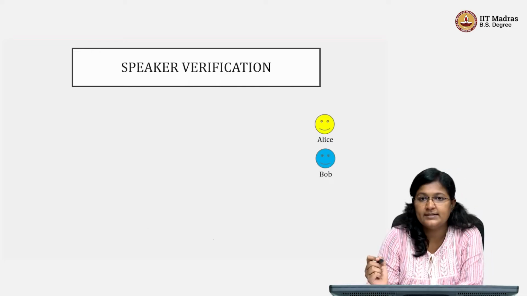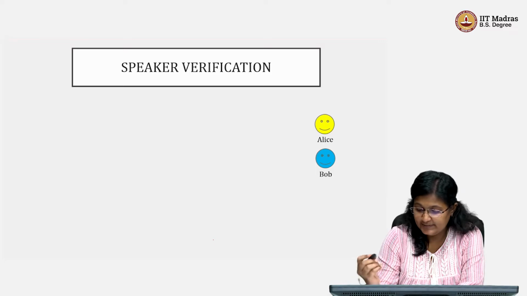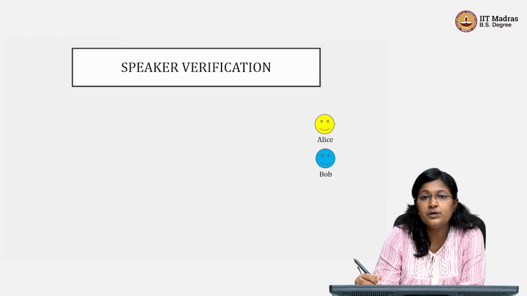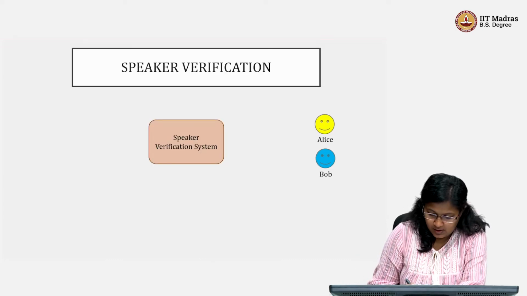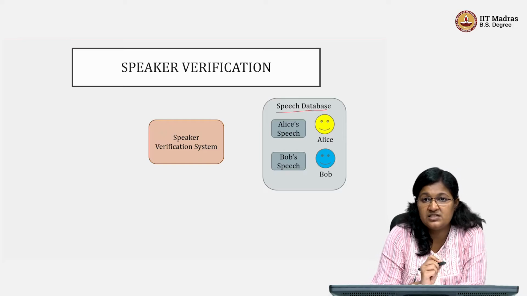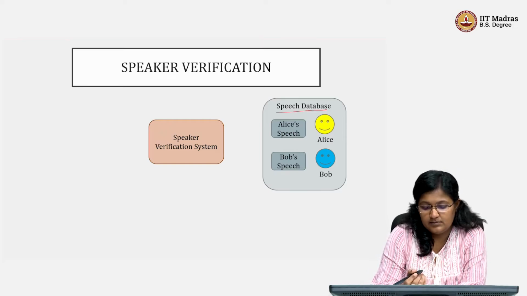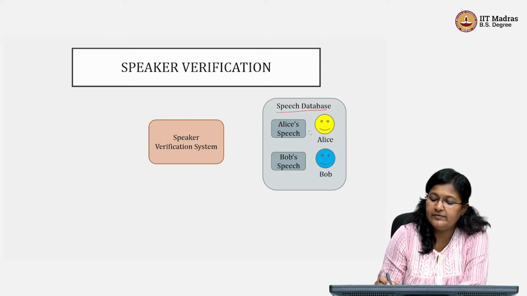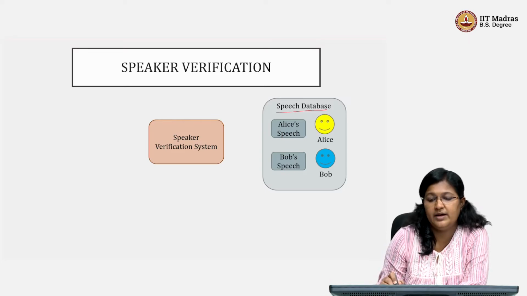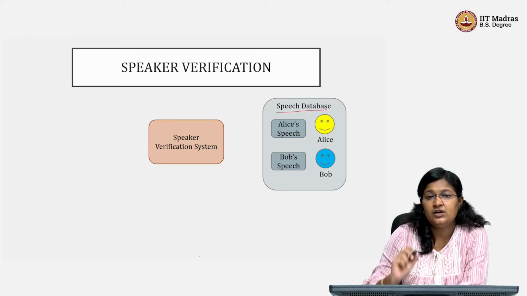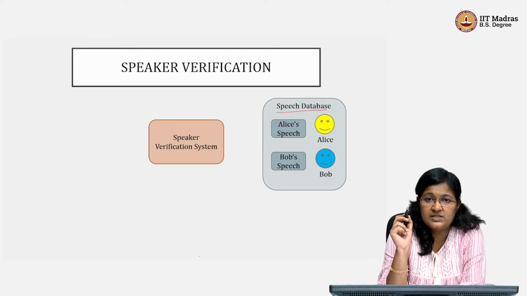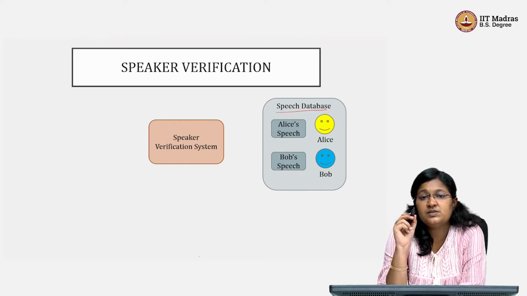Now let's look into what speaker verification is and how it is done. Let's say I want to build a speaker verification system for Alice and Bob. Because I am going to use speech of the people as the basis for speaker verification, I have to record speech of Alice and speech of Bob and keep a database with me. So what is verification? A person makes a claim that he or she is some person, and then the verification system has to say, okay, it is the same person, or no, it is not the same person.